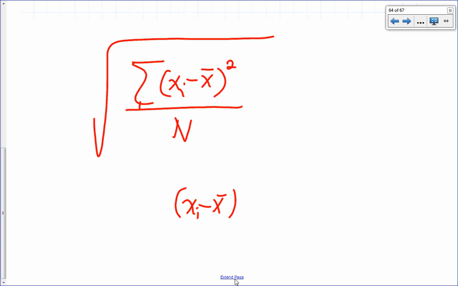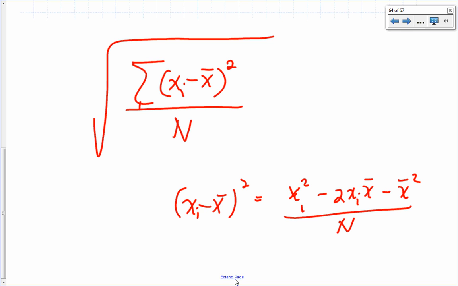Sum over i. What would that be? x of i squared minus, perfect square binomial, minus 2 x of i x bar, minus x bar squared, over n, right? Oh, plus, sorry. No. Minus for the second one. I'm sorry. Okay, minus. All right.